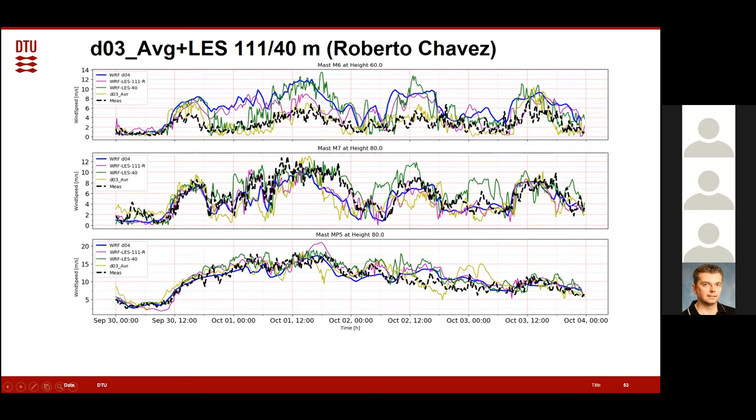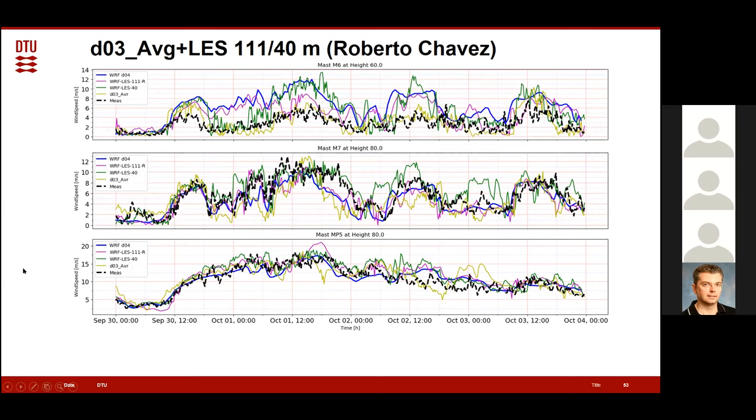So for me it was interesting to take one of those cases and actually compare how we do compared to the LES done for this part. So I teamed up with Roberto, who was kind enough to provide me the results of the 111 meter LES, and I was able to run his setup at 40 meters. But both of those Wolf LES versions are still based on 90 meter SRTM data, so we are not completely able to see the terrain.